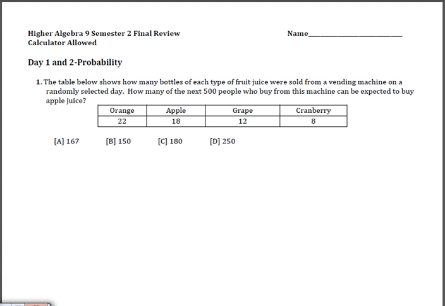Okay, so here we go. We're talking about probability today. Very first question. This is called a contingency table. It's such a small one that it could be just considered the data.